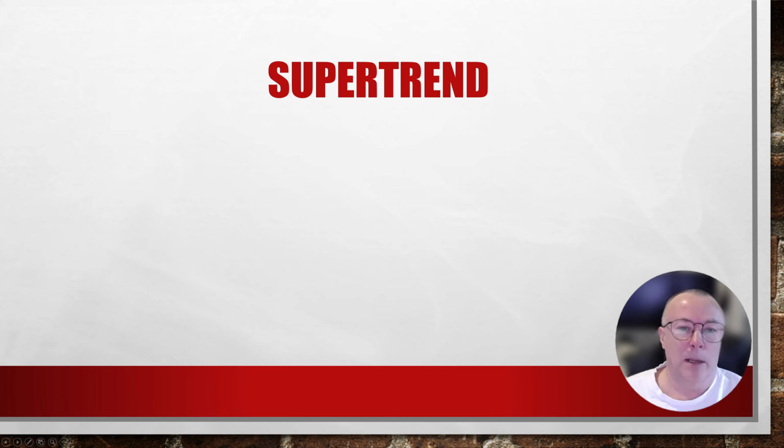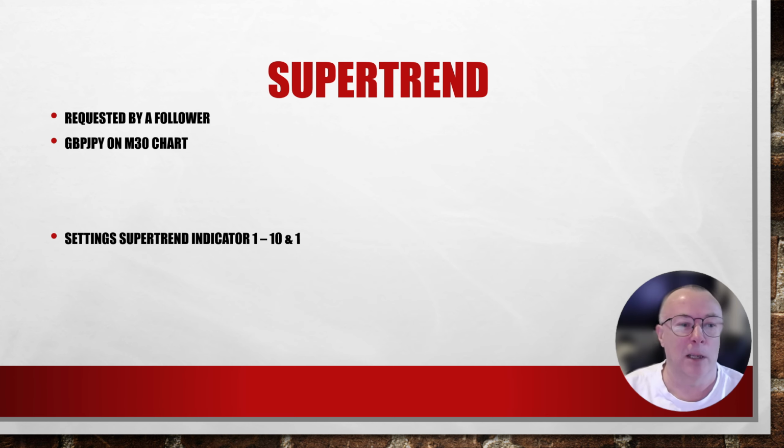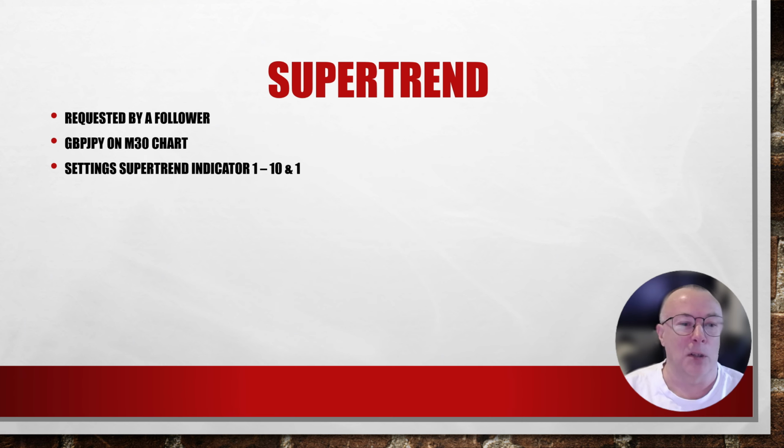So the indicator Supertrend was actually requested by one of my followers, and so this is the third test that I've done on this one now, using different settings to see if we can get the best result. So this is on the pound and Japanese yen on the M30 chart. We're looking at these 3 separate Supertrend indicators.